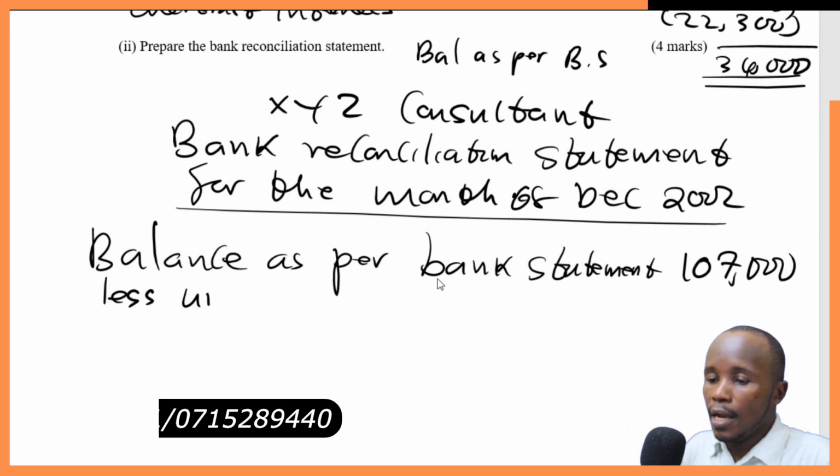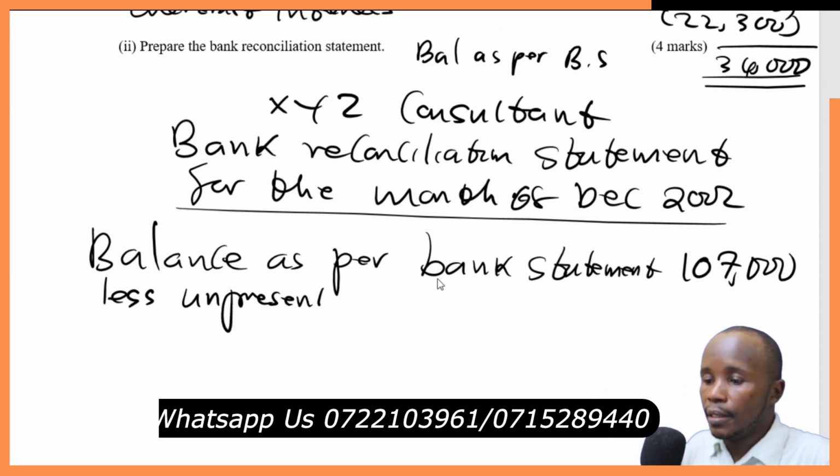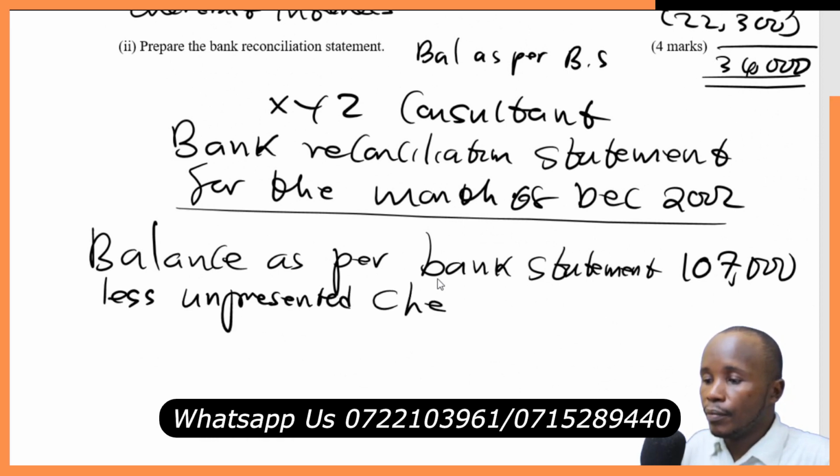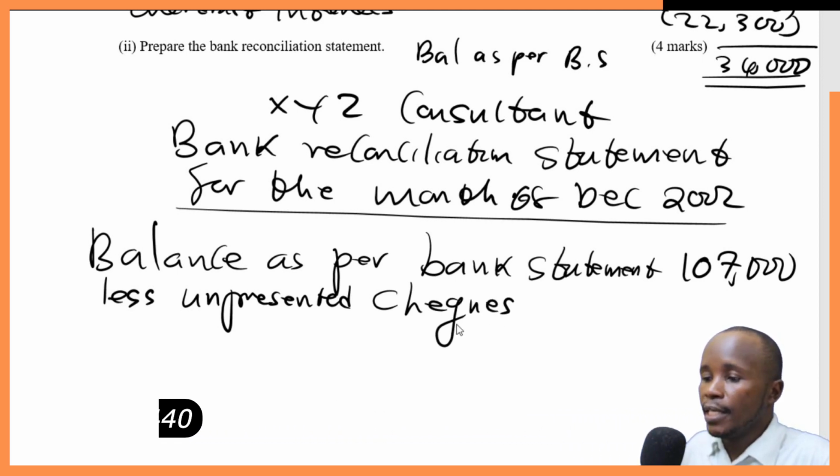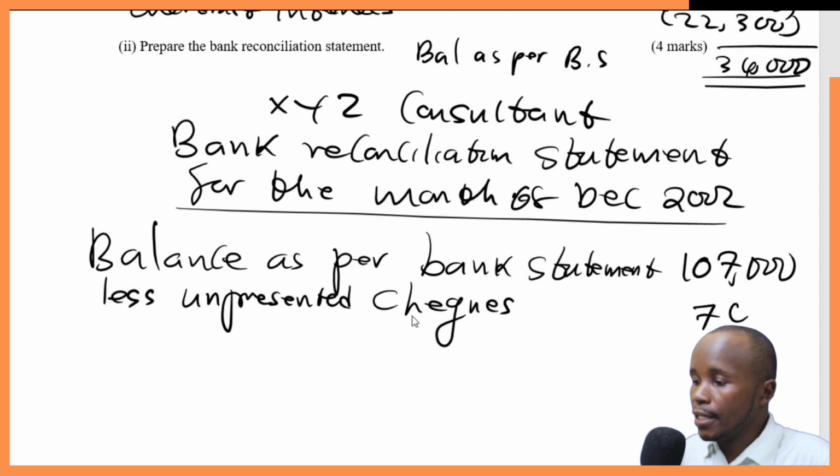Less unpresented checks. What are unpresented checks? Unpresented checks, these are checks which have been issued for payment, but they have not been presented to the bank. So therefore, this money has not been deducted from the bank. We need to subtract the unpresented checks from the bank statement.